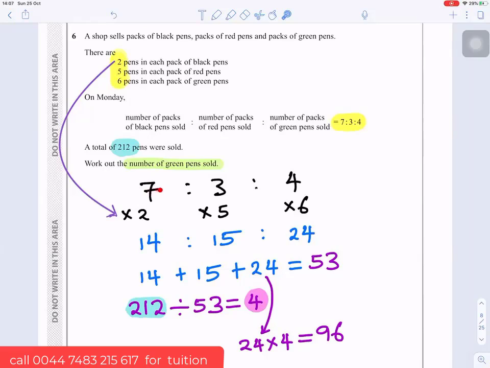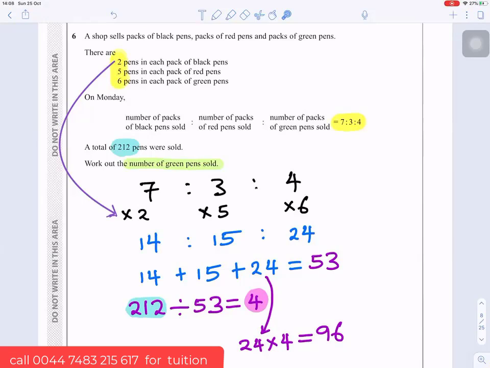So we write it 7:3:4. 7 times 2, because there are 2 pens in each pack of black. 7 times 2 is 14. 5 times 3 is 15, because there are 5 pens in each pack of red pens. And 6 times 4 is 24. You add them to get the total. 14 plus 15 plus 24 is 53. And what you do is 212 divided by 53, it gives you 4. So you multiply 24 times 4, it gives you 96.